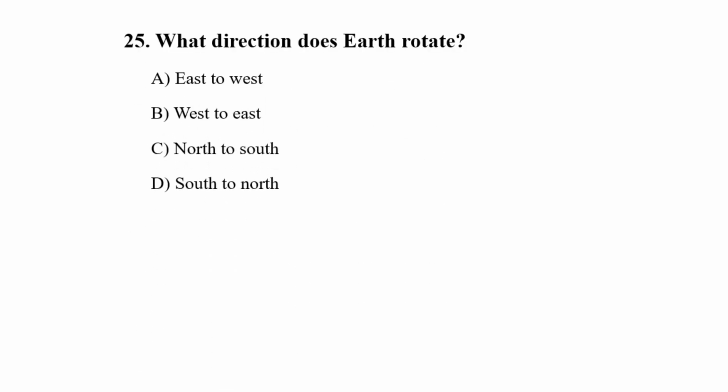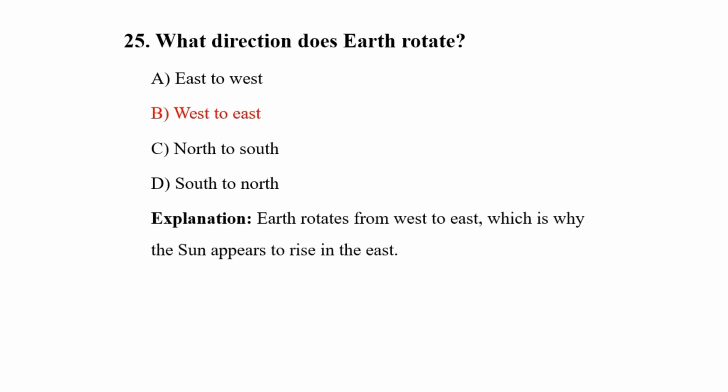Question number 25. What direction does Earth rotate? A. East to west, B. West to east, C. North to south, D. South to north. The answer is west to east. Earth rotates from west to east, which is why the Sun appears to rise in the east.